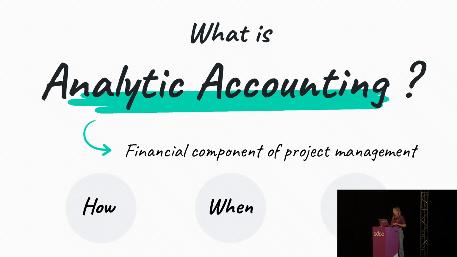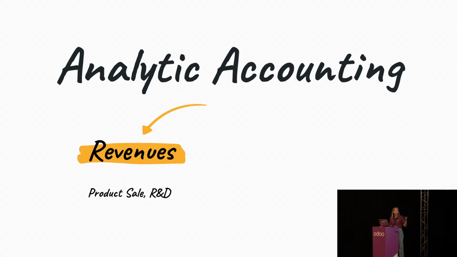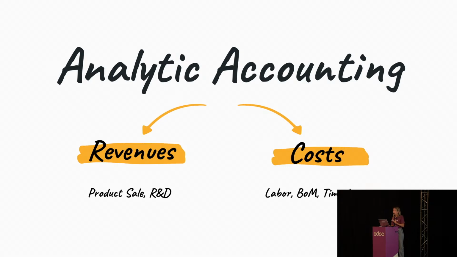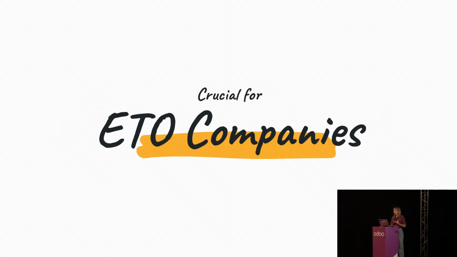The goal is to identify, on one part, all the revenues coming from the product sales and R&D, while tracking at the same time all the costs coming from the labor, the timesheets, and so on. All in all, the goal is for a company to have a personalized view of their finances and have flexible cost control. And this is extremely important for engineering-to-order (ETO) companies.